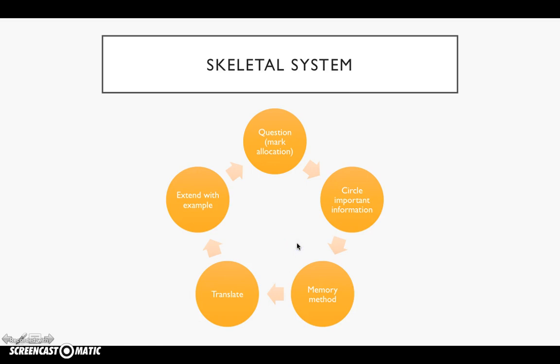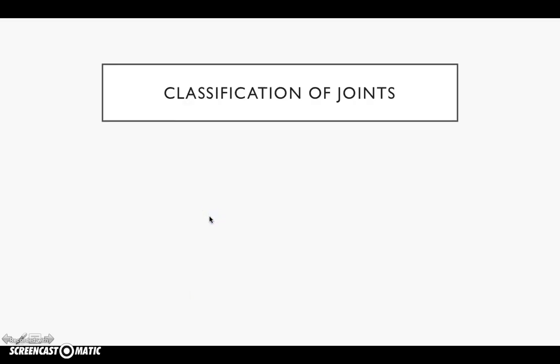So first of all, we've got the same structures we had before: question mark allocation, circle important information, the memory method you're going to use, translate that memory method into an actual structured paragraph, and then extend with the example you're going to be using for your exam.